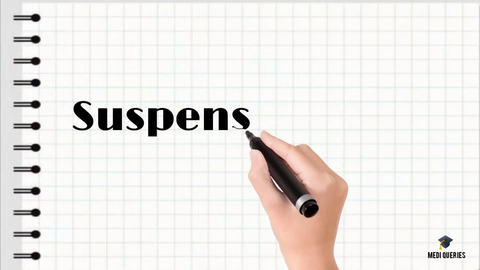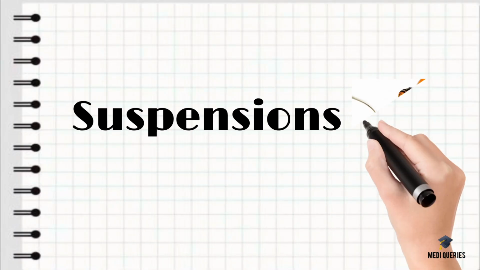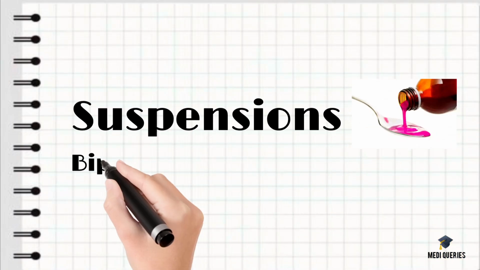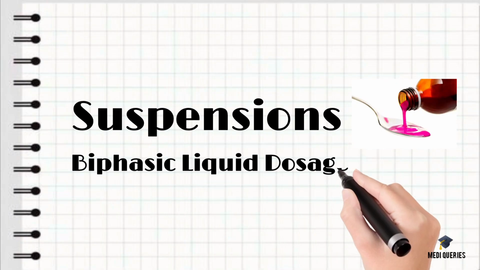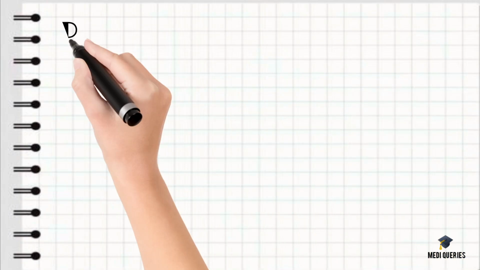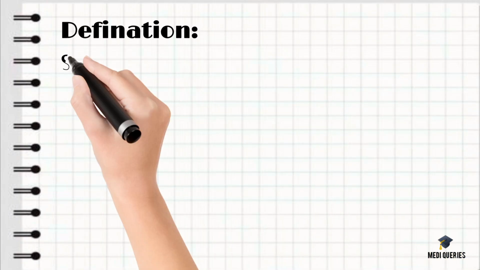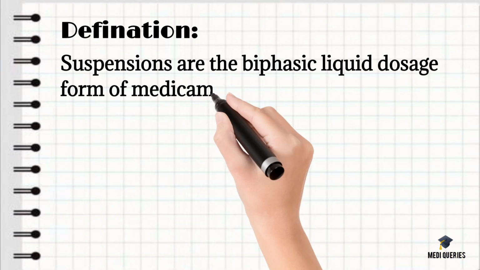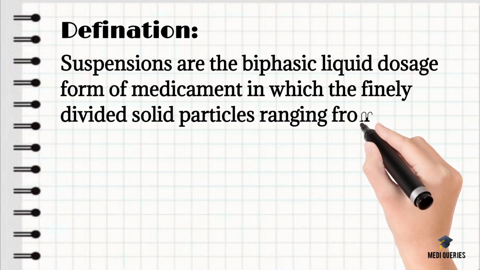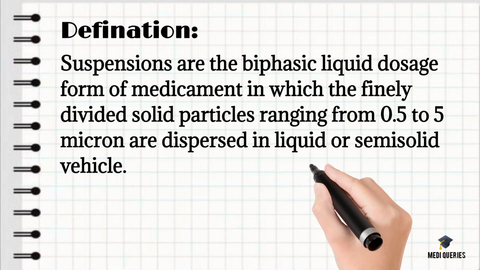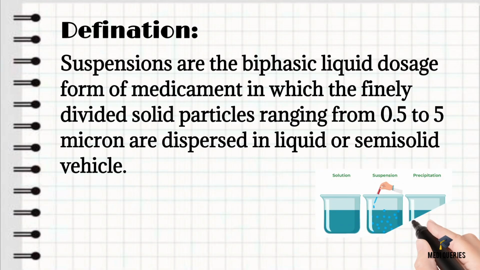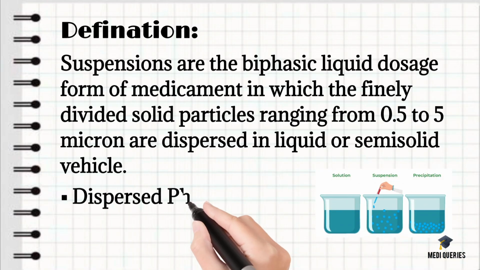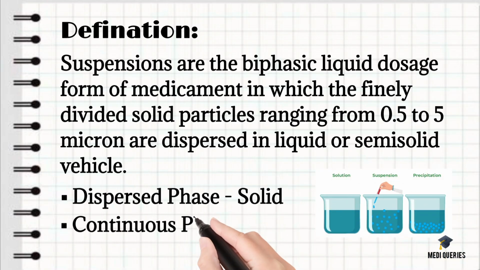Today in this video we are going to learn about the biphasic liquid dosage forms, that is suspensions. Suspensions are the biphasic liquid dosage form of medicaments in which finely divided solid particles, ranging from 0.5 to 5 microns, are dispersed in a liquid or a semi-solid vehicle. So that is the definition of suspensions.